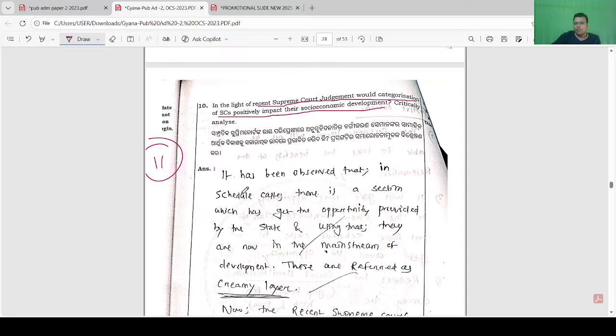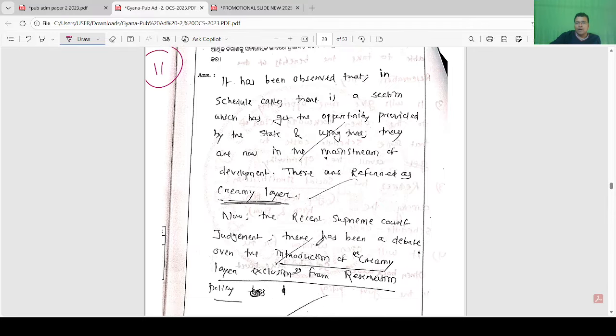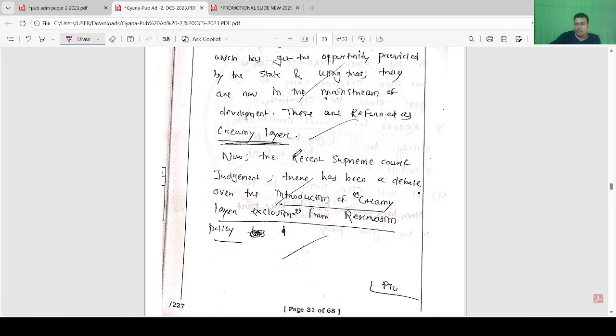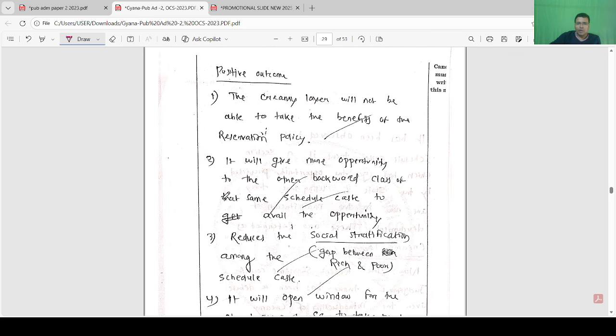If you remember, that is reservation inside reservation, that concept. In scheduled caste, there is a section which gets the opportunity provided by the state, and using that they are in the mainstream of development. They are referred to as the creamy layer. Now recent Supreme Court judgment: there has been a debate over introduction of creamy layer exclusion from reservation policy.